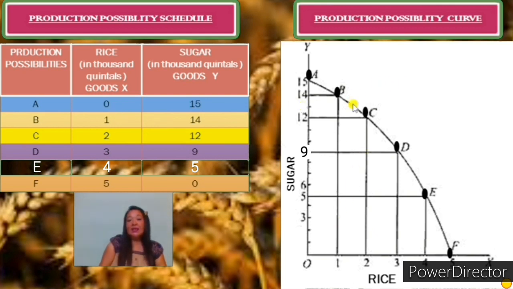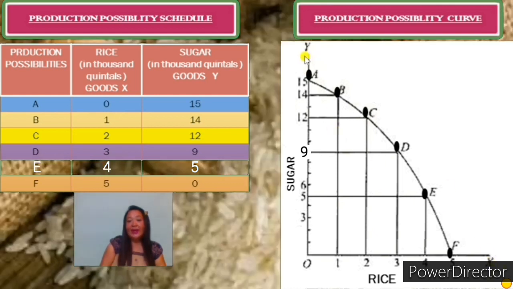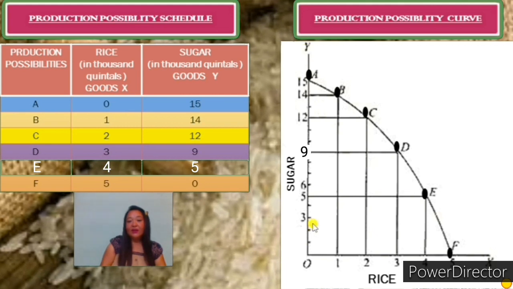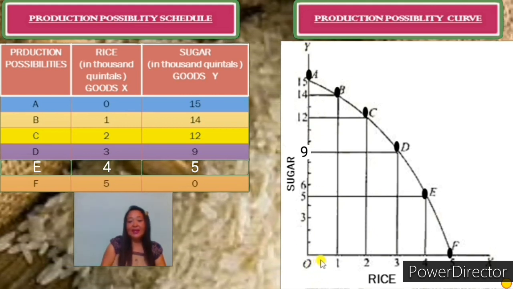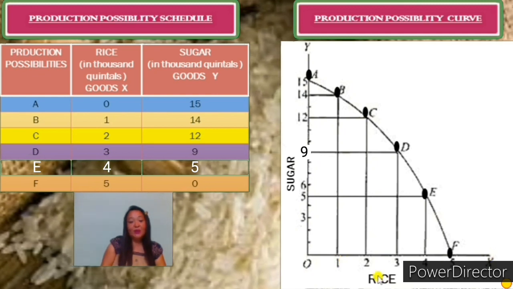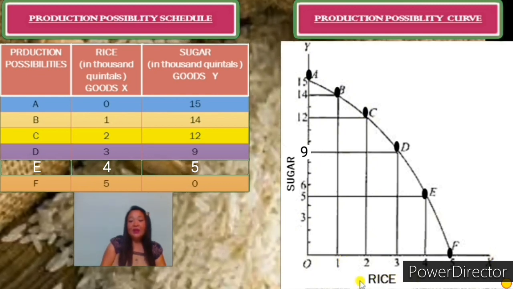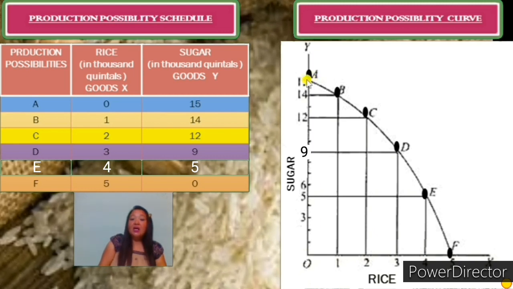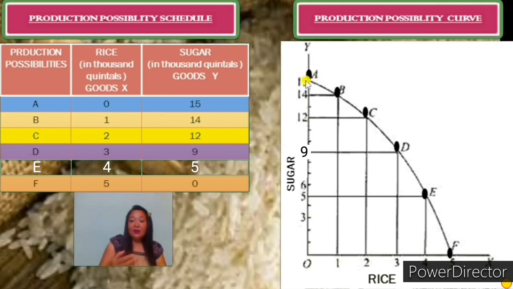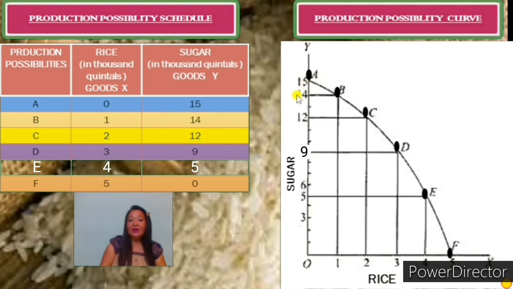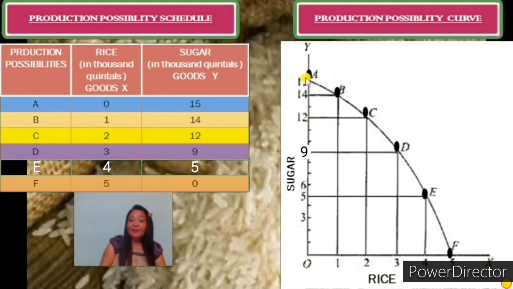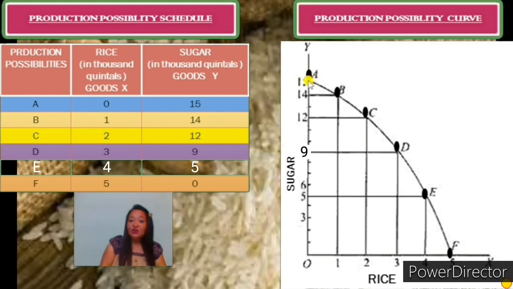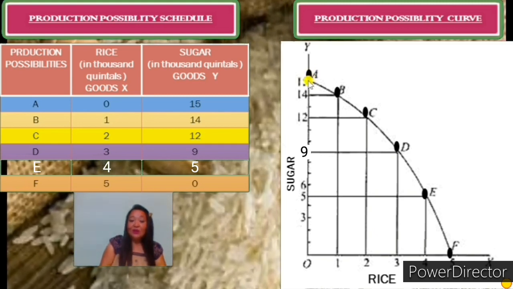This is your y-axis, this is your x-axis. In the y-axis we are going to see the production of sugar, and in the x-axis we'll see the production of rice. Now suppose, as I said in the schedule also, if you allocate the entire resources in the production of sugar, then what will happen?